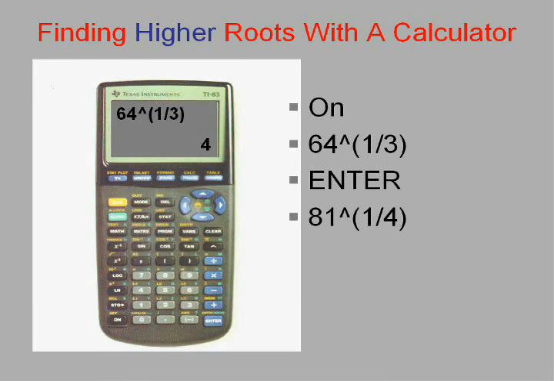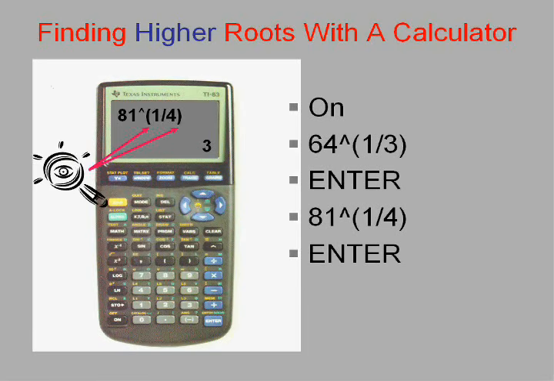81 to the 1/4 power, what would that equal? That would be the 4th root of 81. Not the square root of 81, 9, but the 4th root. If you hit enter, you get the 4th root, which is 3. Think about it. 3 times 3 times 3 times 3 is 81. Don't forget, though, you have to put these parentheses. That's the most common mistake in these kind of problems.